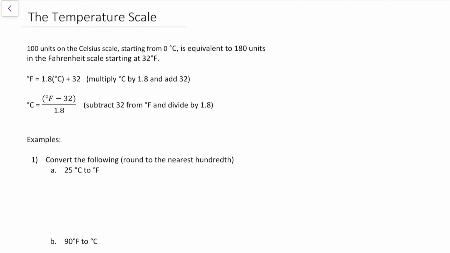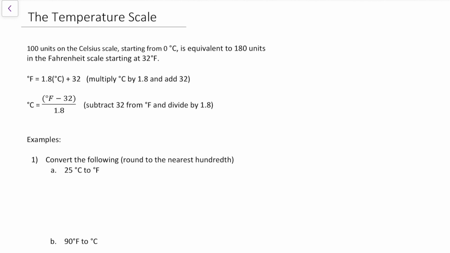In this video, we are going to look at converting between different measurements in the temperature scale. So we have Celsius, Fahrenheit, and Kelvin. They're the three units we're going to be talking about with temperature. 100 units on the Celsius scale, starting from 0, is equivalent to 180 units in the Fahrenheit scale, starting at 32 degrees Fahrenheit.